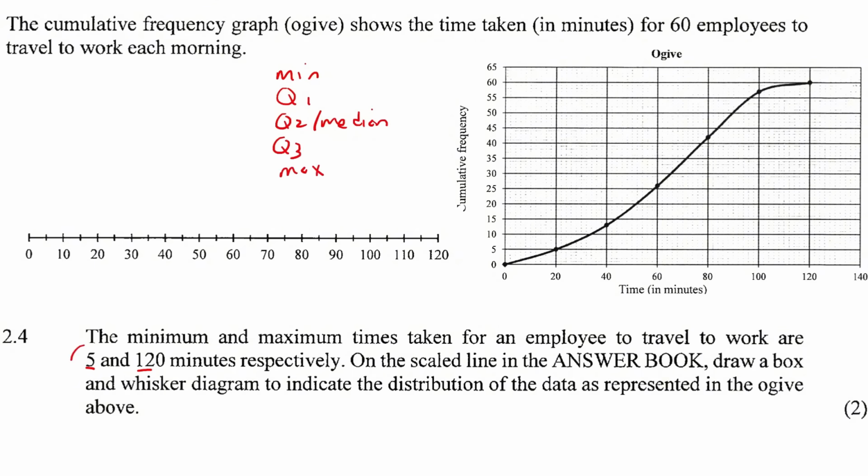So they gave us the minimum as 5, so you just put a little line over there. The maximum is 120, so you put a line over there. And then Q1, we already worked out earlier as 44, so that would be over there. And then we worked out our median as 66, which is over there. And then our Q3, we got that as 84, which is over there. Okay, then amongst these two in the middle, we make a box, and then we make the whisker. And so on the scale, draw a box and whisker to indicate the distribution. All right, so that's done.